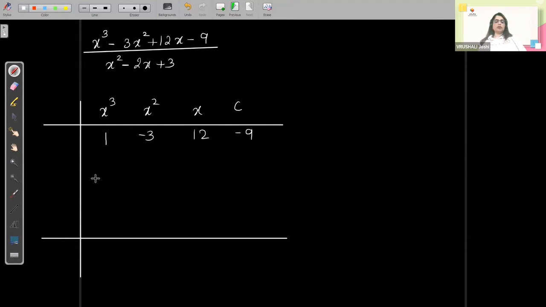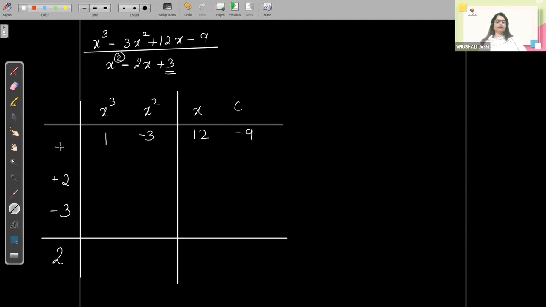Coefficient of x is going to be -2. Opposite of that will be +2. Correct? And what is your constant? +3. Opposite of that will be -3. Highest degree is equal to 2. So that you will write down here. And because the highest degree is 2, we will give 2 lines. Saras, until here, is it okay?